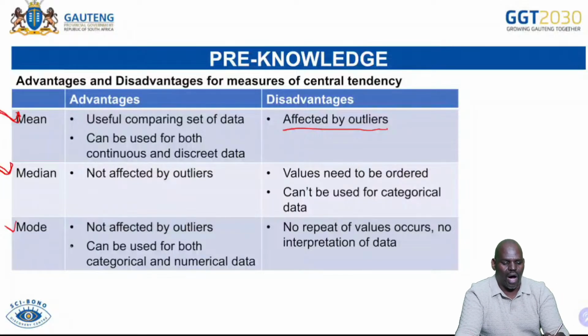So that is how I can summarize the advantages and disadvantages of the mean. For the mean, we choose it if there is no outlier. Median, we choose it when there's an outlier. Mode, we choose it when the type of data that is given is categorical data.